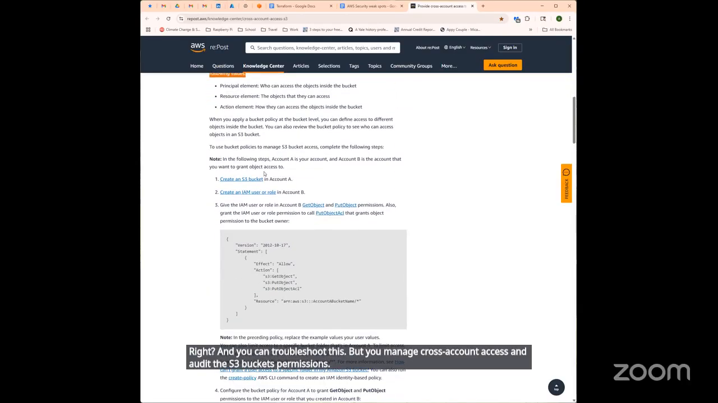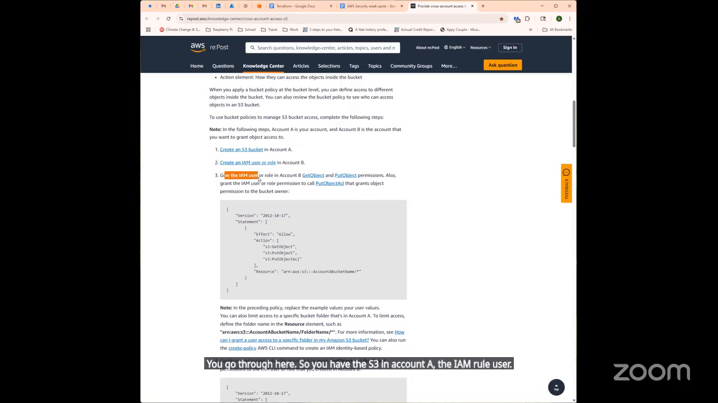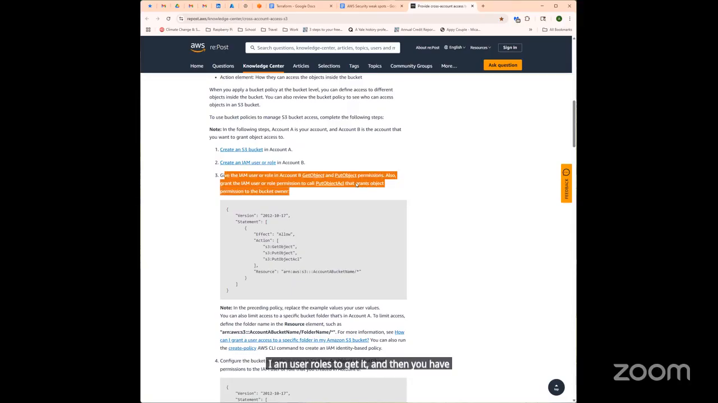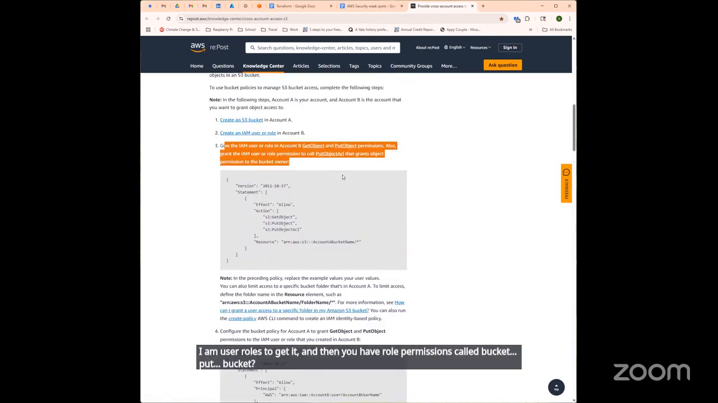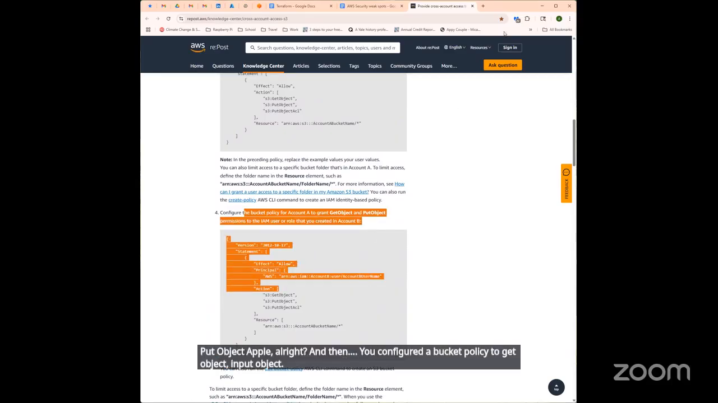You go through here. So you have the S3 in account A, the IAM user or role to get it, and then you have role permissions called bucket, put object ACL. All right. And then you configure a bucket policy to get object and put object. Boom. That covers it.